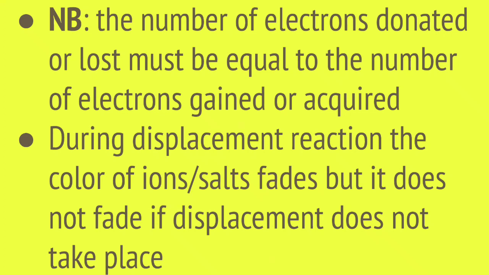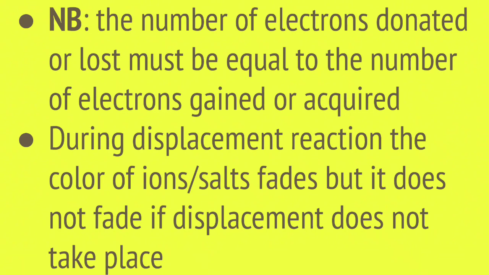The number of electrons donated or lost must be equal to the number of electrons gained or acquired. Therefore, if, for example, in the above equation of copper 2 ions and zinc, copper gains 2 electrons, that number of electrons gained by copper should be the number of electrons lost by zinc. So when balancing our charges, we should take care of that.